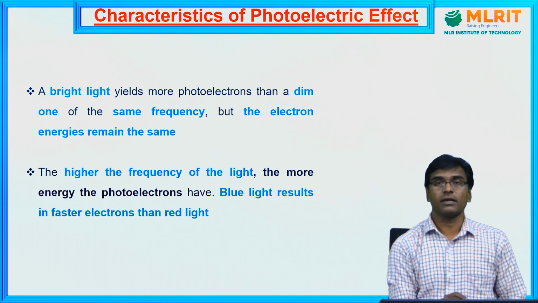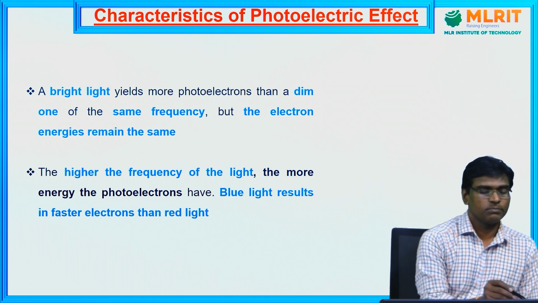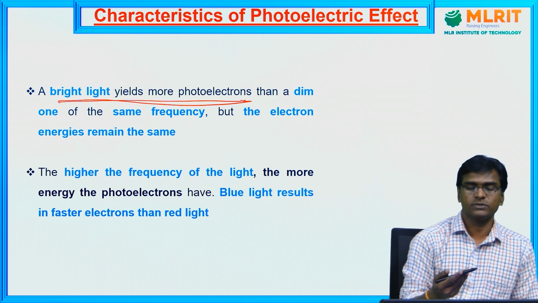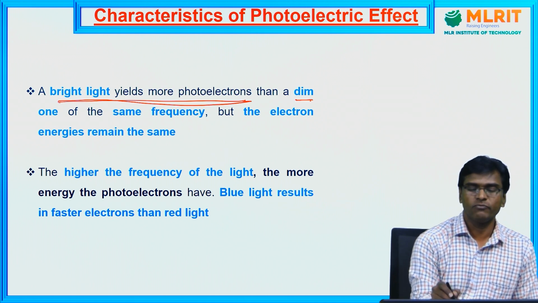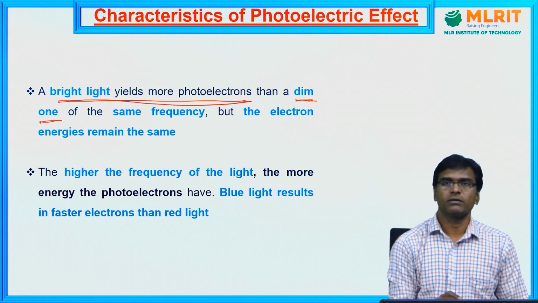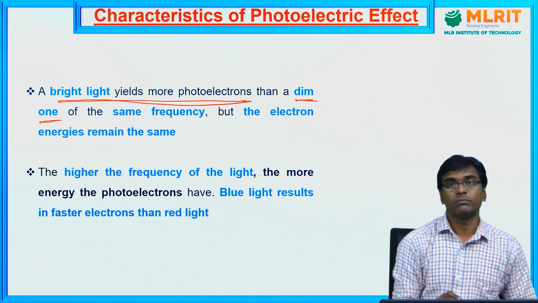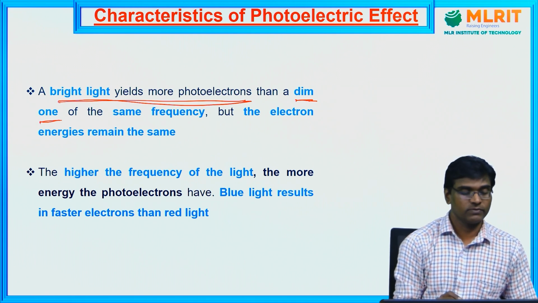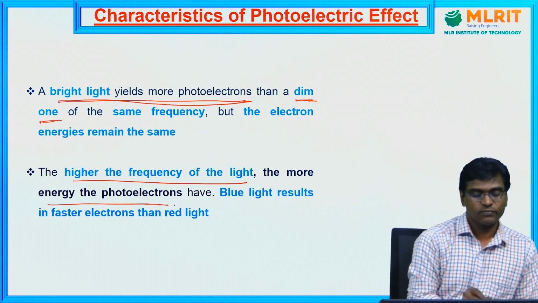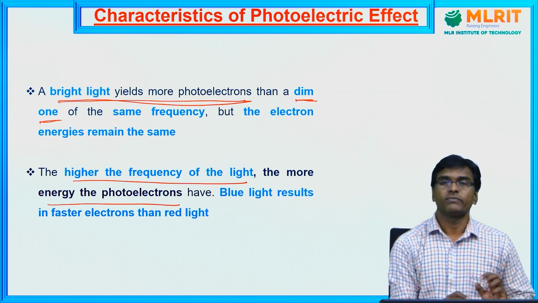So what are the other characteristics of the photoelectric effect from these observations? We can say that bright light yields more electrons, meaning a high intensity beam gives more photoelectrons than a dim one. But with bright light or dim light, the ejected electrons will have the same energies. The higher the frequency of the light, the more energetic the photoelectrons. The kinetic energy of the photoelectrons depends on the frequency of the incident light.